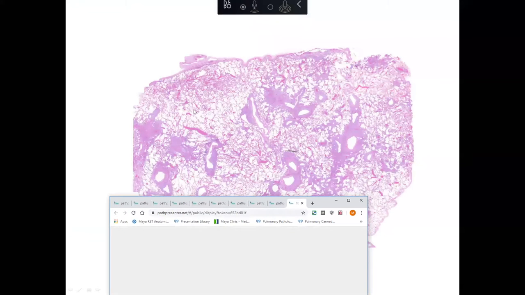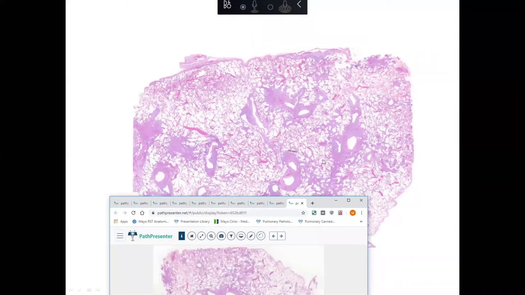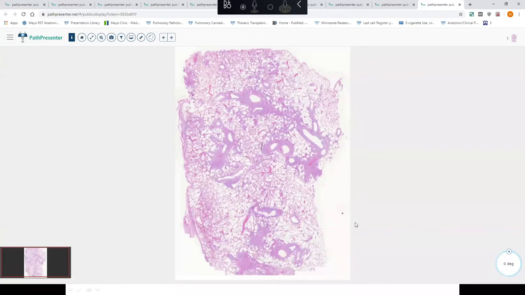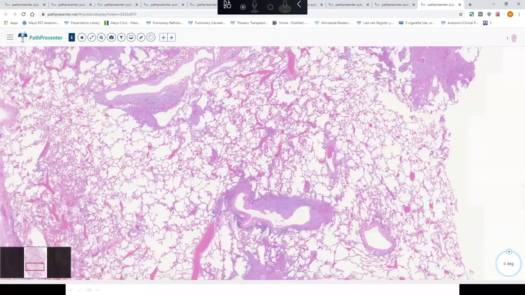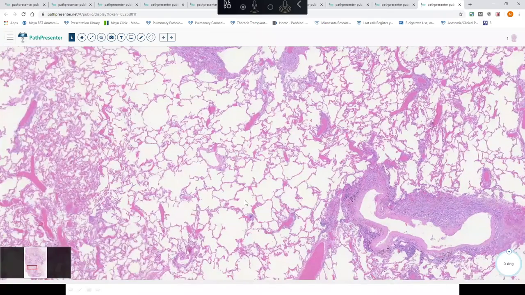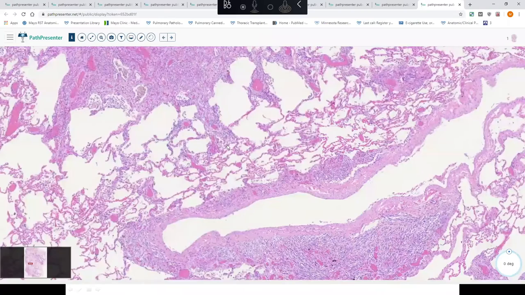Okay, so our next case has an interesting look to it on low power, where we have multiple foci throughout the specimen, and it seems to be centered around these arteries and bronchovascular spaces. So here's our tumor. We have a whole bunch of areas of normal-looking lung, and then we have these areas of abnormal lung.